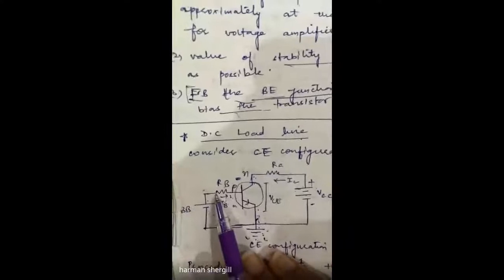Is it clear? Now I want to plot the load line. It is plotted between IC and VCE. Now look here, I will apply input at the base terminal. So IB is my base current and IC is my output current because I am taking output from the collector terminal. In common emitter configuration, input is always applied at the base terminal and output is taken from the collector terminal.